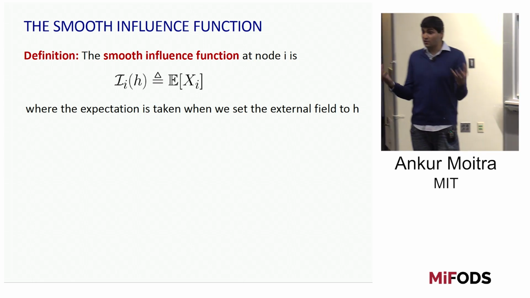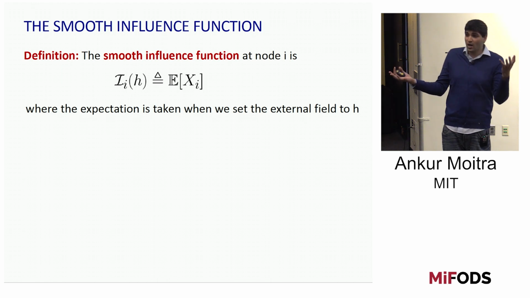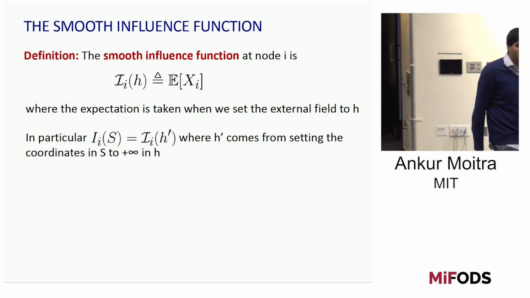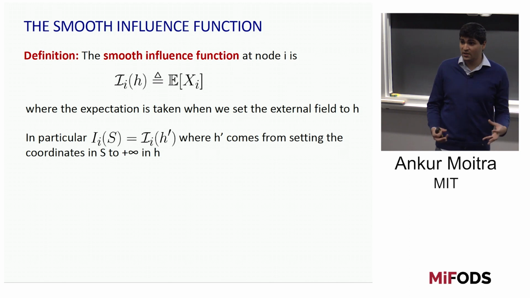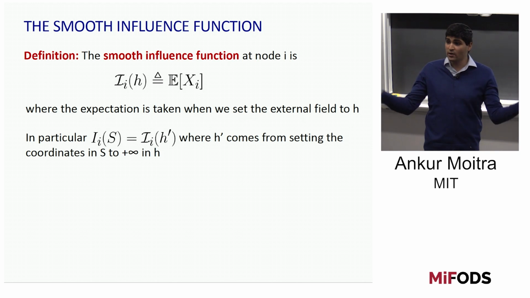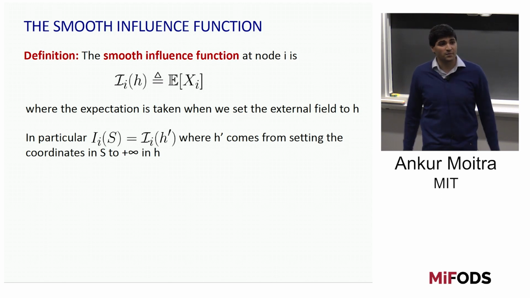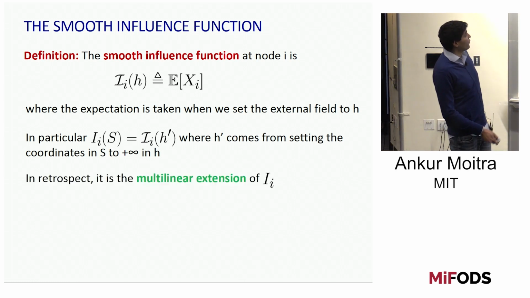Now the important thing is that the smooth influence function and the discrete influence function are intimately related. In fact, you can recover the values of the discrete influence function from the smooth one. All you have to do is plug in infinity in the right places and pin some nodes to actually have the value +1. So if I think about the discrete influence function with a subset S, where I'm pinning all of those nodes to +1, how would I accomplish that? I would take the original vector of external fields, and every node that's in the set S, I would replace its value in the external field with +infinity, so that it has no choice but to be set to +1. So these two influence functions, the smooth and discrete, are very related.